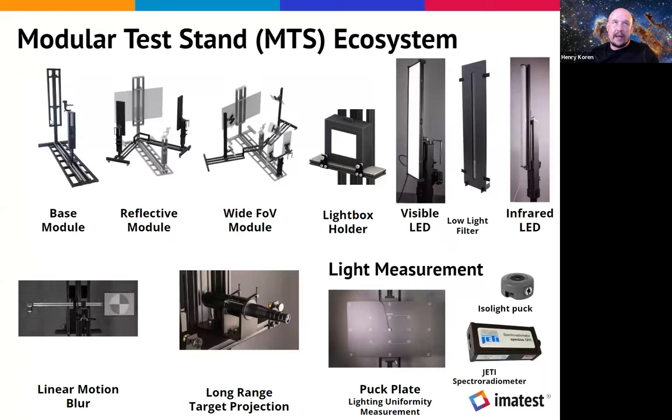Starting from the base, which is just the chart and camera holder, to adding on the lights, the wide field of view light boxes, visible and infrared LEDs. There's a low light filter that goes over the visible LED, because there's only so far you can dim down those LEDs. So if you want to test 1 lux or lower, you can put this low light filter on there, and it masks out with a neutral density and a slit to really cut down that light level.